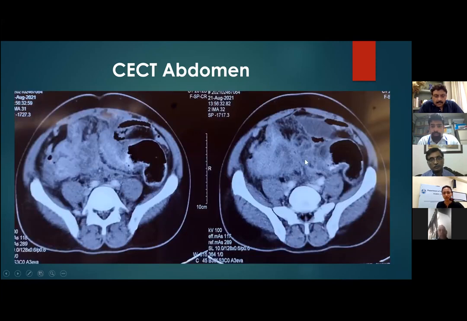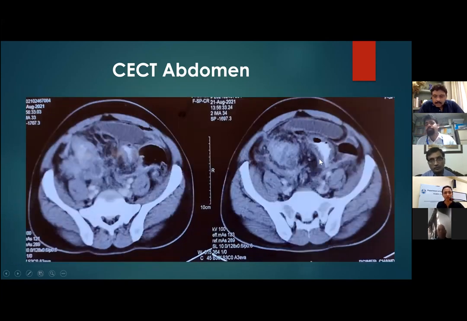Here are some more films. On the lower cuts, we see the larger size of the mass, along with loss of the fat plane with the psoas muscle. Along with that, there is asymmetrical thickening of the sigmoid colon. However, the rectal contrast was passing beyond it.